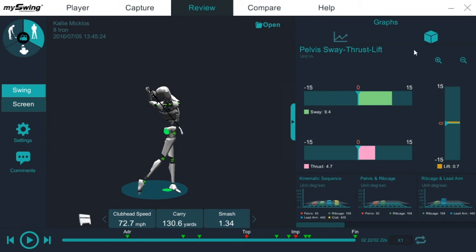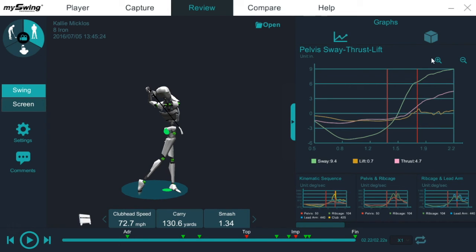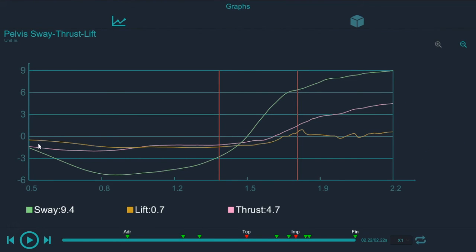And then we'll take one last look at the original graph, and we can expand it to full screen so you see the green moving a lot in the backswing. So again, that's the sway, and then you see it moving a lot. The overall pattern of the curve is fine. It's just she's moving too much.